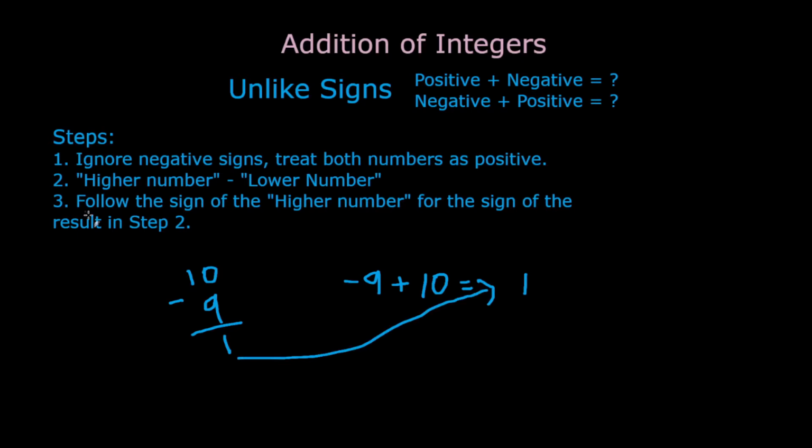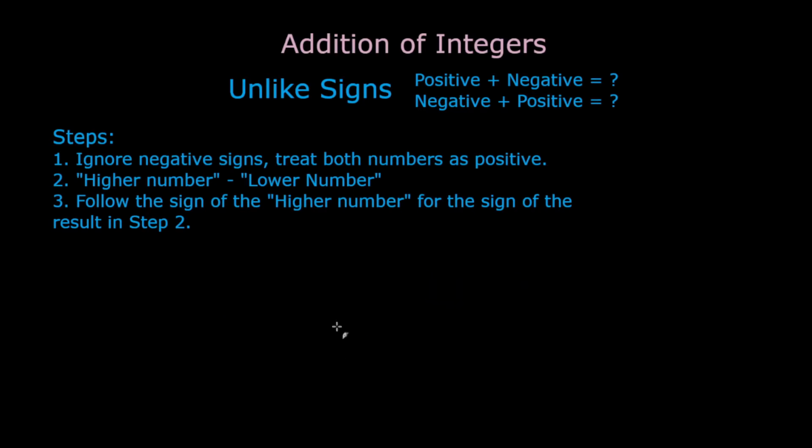And then, tapos na ba tayo? Hindi pa, kasi aalamin pa natin kung ano yung magiging sign ng result. So, sabi sa step 3, follow the sign of the higher number for the sign of the result in step 2. So, dito tayo titingin. Alin dito yung mas mataas na number? Note ha, ignore muna natin yung negative signs. Now, 10 yung mas mataas. Ano yung sign ni 10? Positive, di ba? So, positive din ang result.